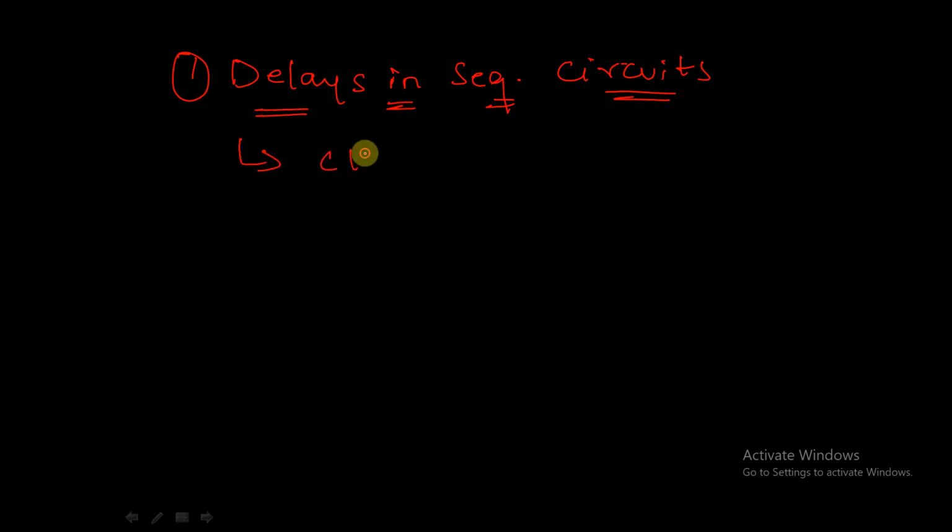Delays in sequential circuits. So what are the delays which are present in sequential circuits? Let's see one by one. The first type of delay is called clock to Q delay, and the second type of delay is called S to Q delay. I think we have already discussed these types of delays in our previous sessions.